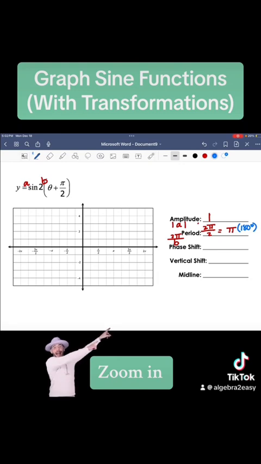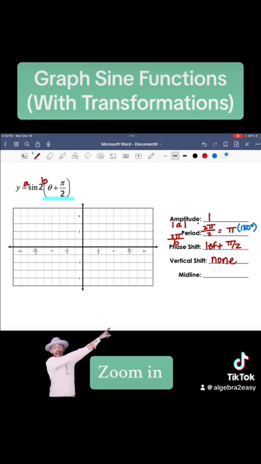Now, phase shift is going to be inside the parentheses. So we have theta plus pi over 2. Well, that's going to shift our graph pi over 2 units to the left. So I'm just going to say left pi over 2. Vertical shift is going to be your k, and normally it's at the end, but notice I don't see anything. So that means that we do not have a vertical shift, and that's perfectly fine.